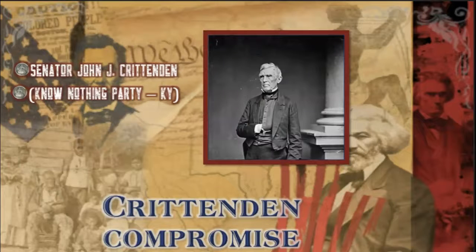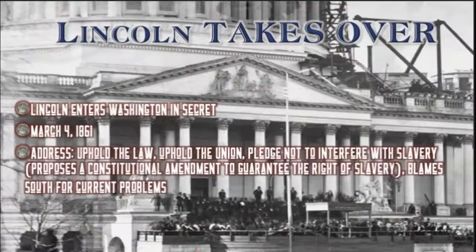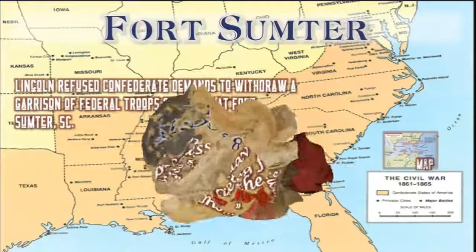This is what John Crittenden was asking people to compromise with. Lincoln enters Washington in secret. They were afraid someone might try to assassinate him. Foreshadowing, maybe? In the address, he says, I have to uphold the law. I won't interfere with slavery. He actually proposes a constitutional amendment which will guarantee the right of slavery forever. But he blames the South for the current problem.